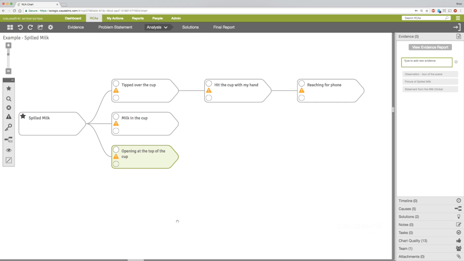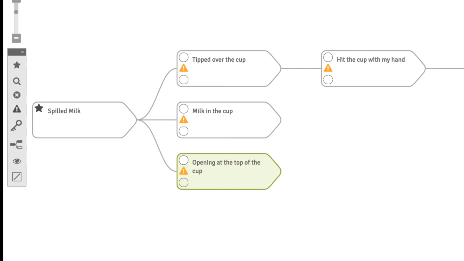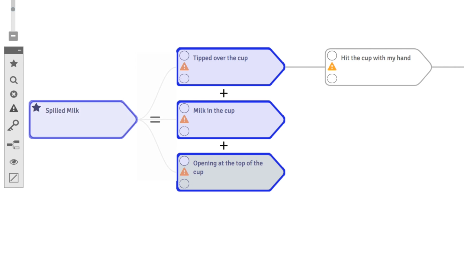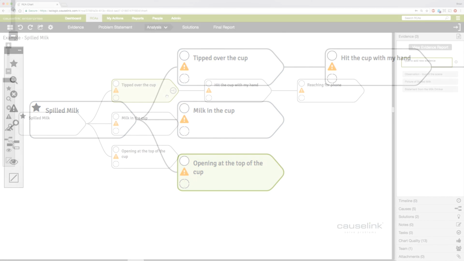Now my causal equation is complete. If I tip over a cup and there is milk in it and there is an opening at the top, the result will always be spilled milk. If this makes sense to you, then you've got it. Now just do it again for each of the other causes you identified.